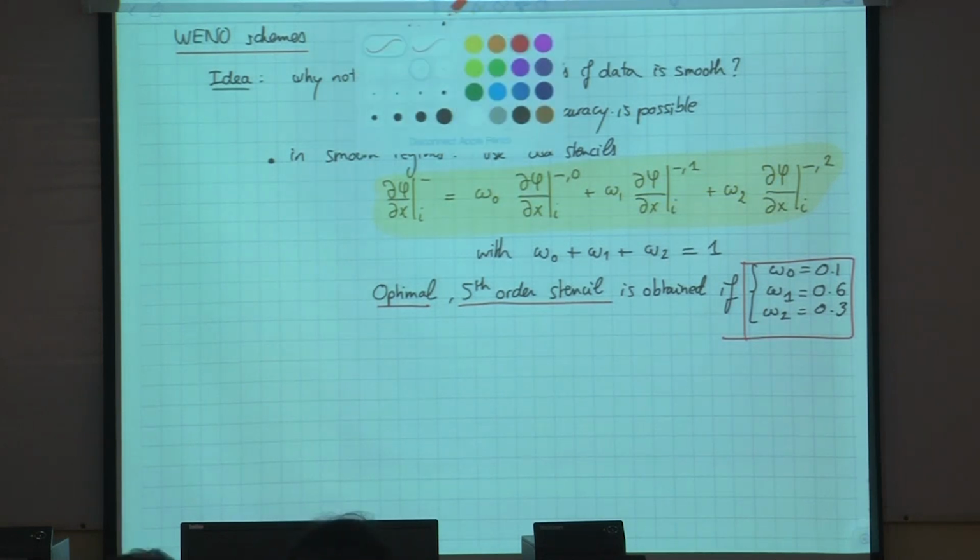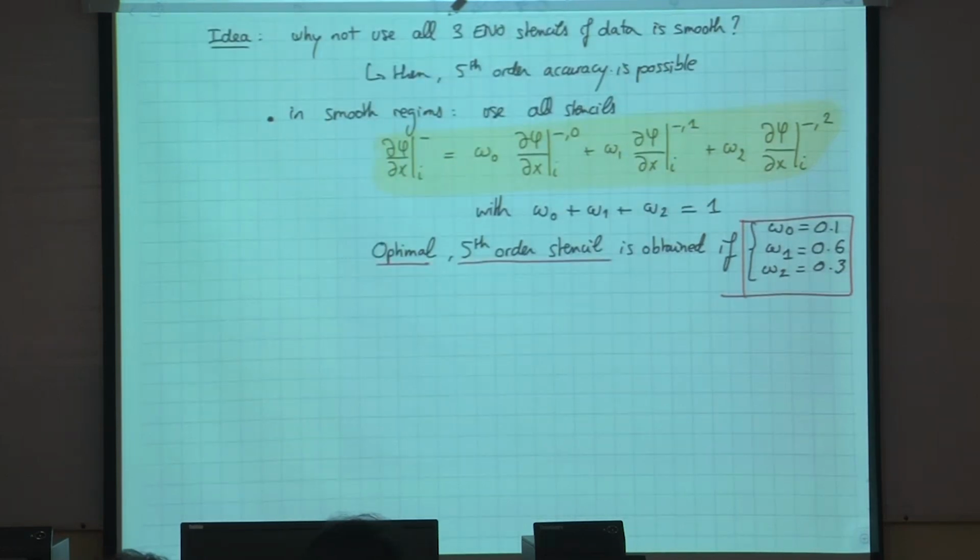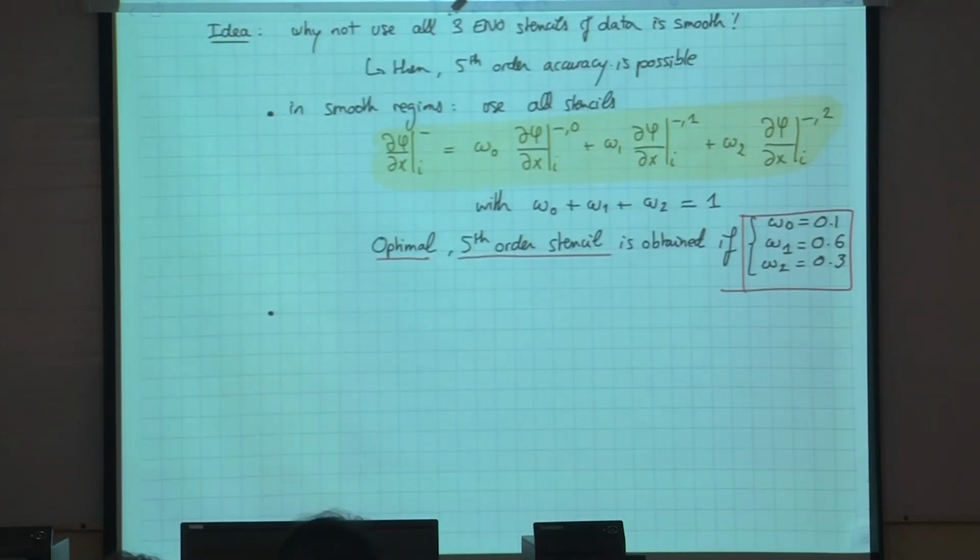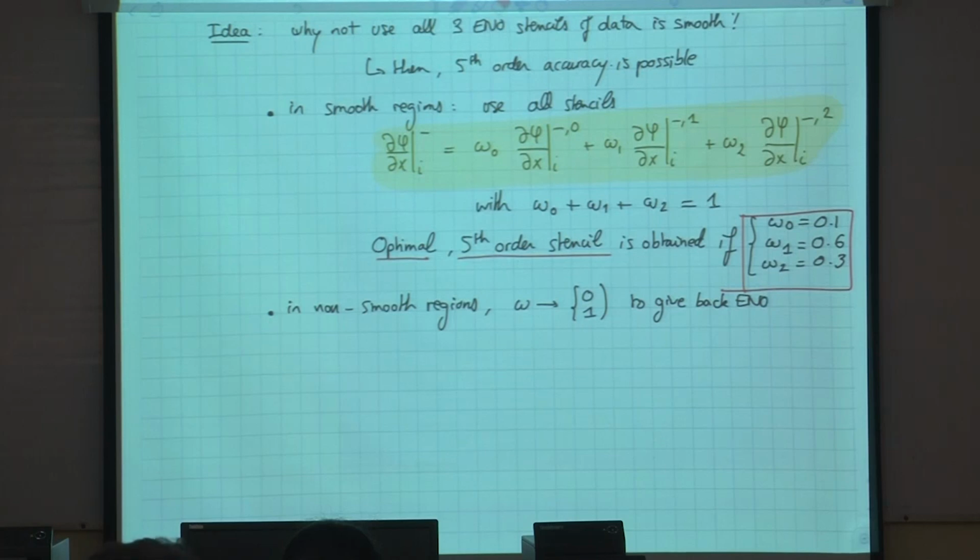Now, if you're not in a smooth region, fine. In non-smooth regions, the weights go to 0 or 1 to give back ENO. Okay, so one of them will go to 1, the others will go to 0, and we'll get back to our ENO. So this is where I referred.